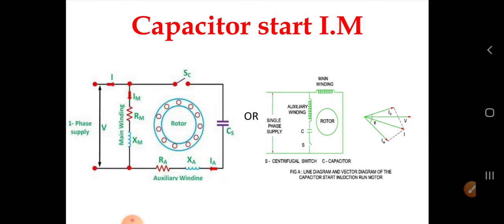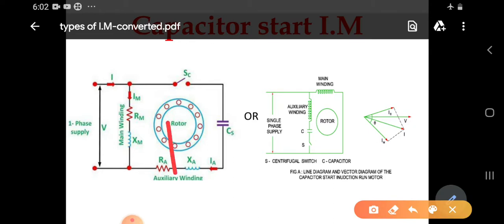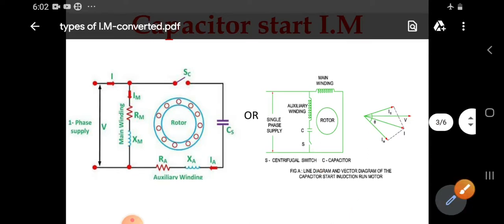Both figures are the same. For the capacitor start induction motor, you can use either this figure or this one. So what is the capacitor start induction motor? Capacitor start motors are single phase induction motors that employ a capacitor in the auxiliary winding circuit to produce a greater phase difference between the current in the main winding and the auxiliary winding. There are two types of winding. One is the main winding and another one is the auxiliary winding. The name capacitor start itself shows that the motor uses a capacitor for the purpose of starting, as shown in this figure.